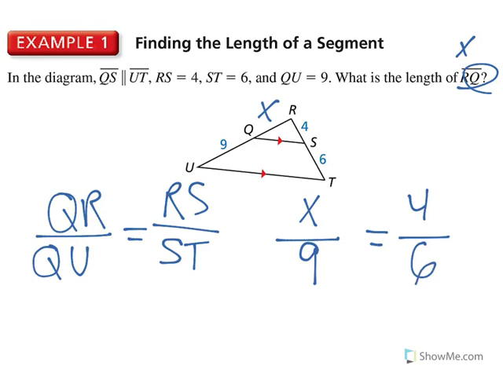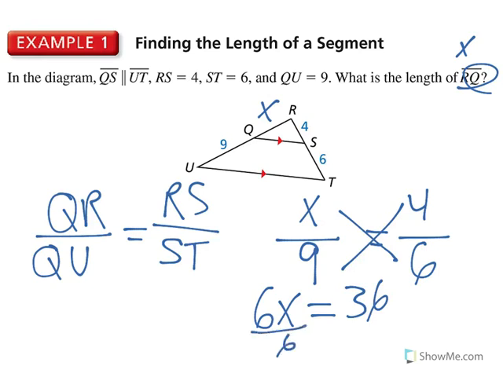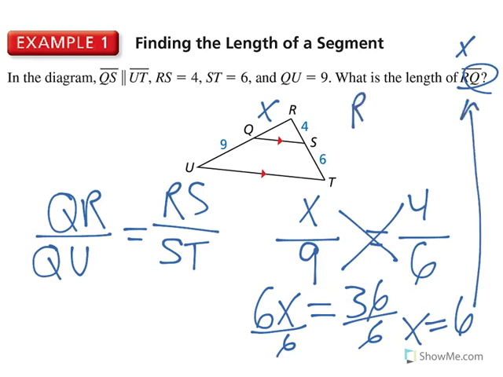Now that I have these proportions set up, I can cross multiply and solve. X times 6 gives me 6X, and 9 times 4 gives me 36. Now I'm just going to divide to get X by itself, so X is 6. X was my RQ, so RQ is equal to 6. My proportions were able to let me solve for that.